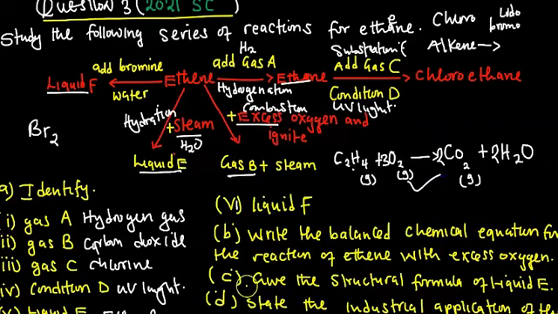Okay, then the C question: give the structural formula of liquid E. Write the balanced equation. Where is liquid E? So liquid E is right here. Now liquid E, I said, when ethene or an alkene generally undergoes a hydration reaction, it results in alcohol. In this case, since we are dealing with ethene, the liquid that is formed is ethanol. So we are looking at the structure now for ethanol.